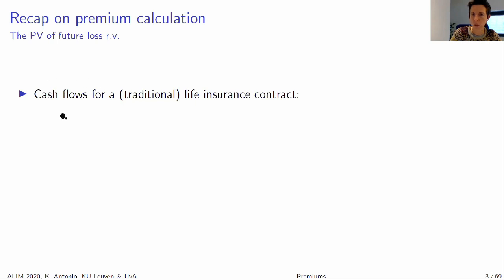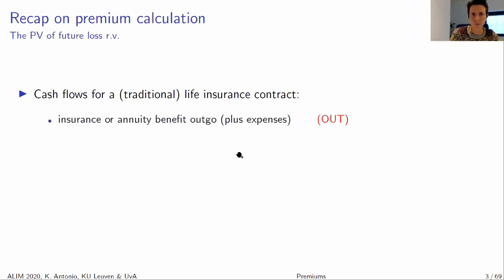So what are we going to look at? First of all, as a recap, let us look at the cash flows involved in a traditional life insurance contract. What you are going to pay to your policyholder is a certain annuity benefit, if you sold the client an annuity product, or a certain insurance benefit if a certain stipulated event happens during a well-defined time period. That's what's going out from the insurance company to the clients. In return, the policyholder is going to pay you certain premium income. From the point of view of the insurance company, that's the inflow of cash.